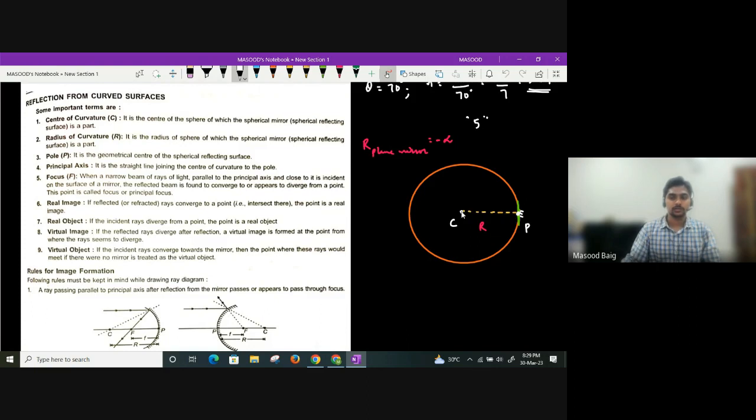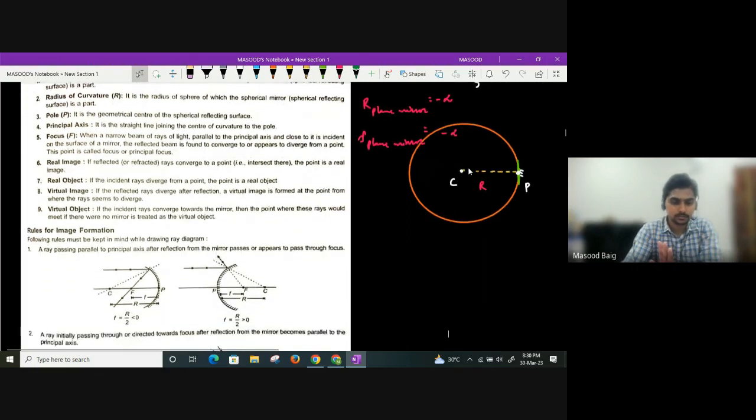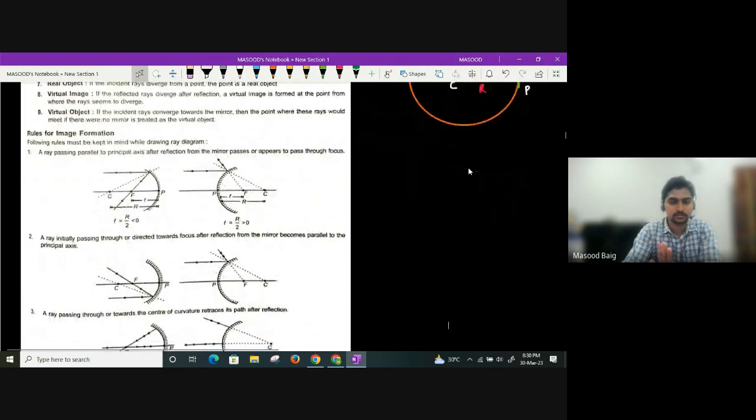So it is being measured along the negative x-axis, or basically the direction opposite to the incident rays, we can take. So the radius of a plane mirror will be minus infinity, and the focal length of the plane mirror will also be minus infinity, because focal length is in general given as R by 2, the radius of curvature divided by 2. Okay. Is that clear? Yes or no? Yes, sir.